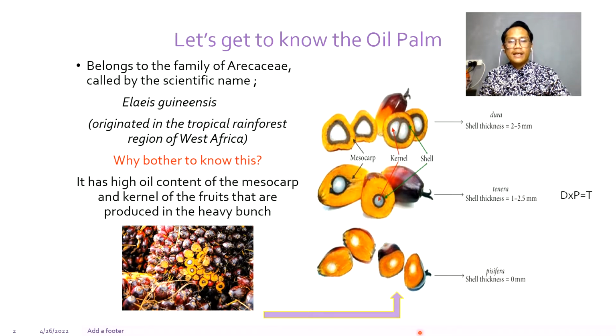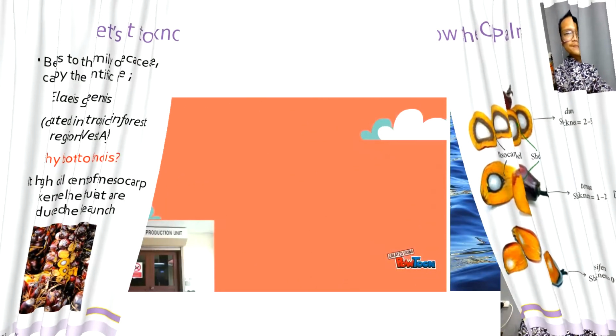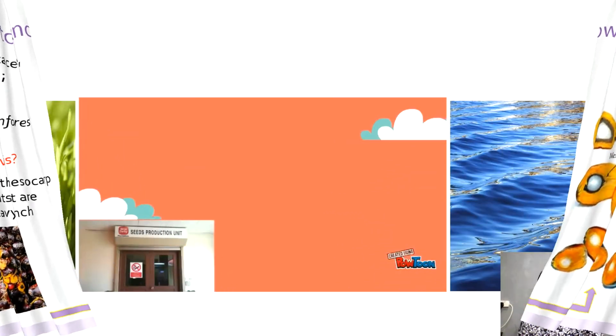As you can see in the diagram here, this is the Dura variety, Tenera variety, and Pisifera variety. In my discussion slide, I will emphasize the Dura variety crossing with the Pisifera variety, which will produce the Tenera variety of oil palm. Let's watch the video on the simple steps in oil palm seed production.